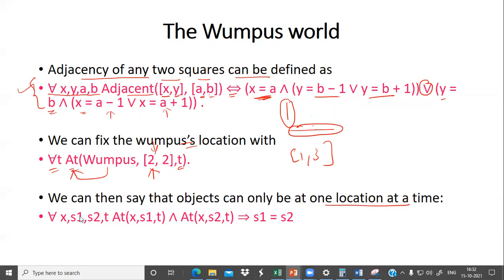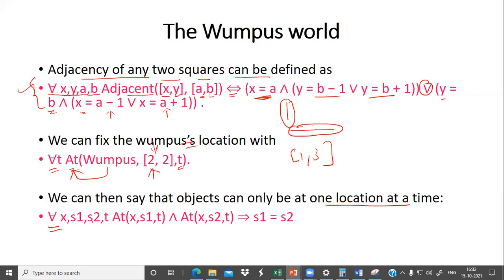So if an object is at a particular location at time t, then it cannot be in some other location at the same time t. So whether it is an object or an agent, whatever it may be, it can be present at only one location at a given time. And that fact can be represented something like this.